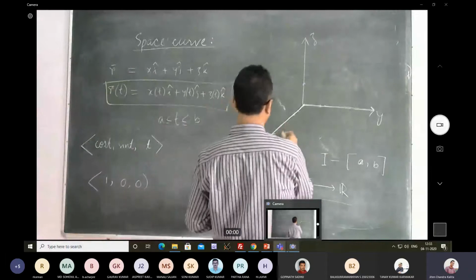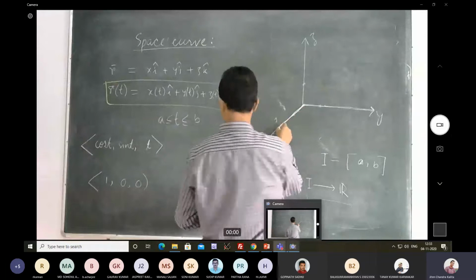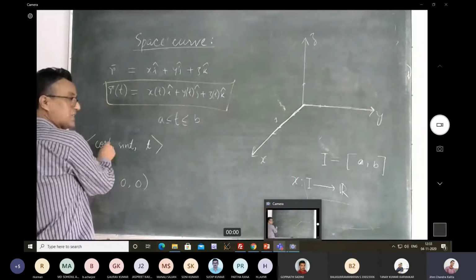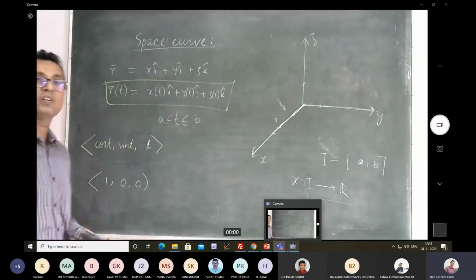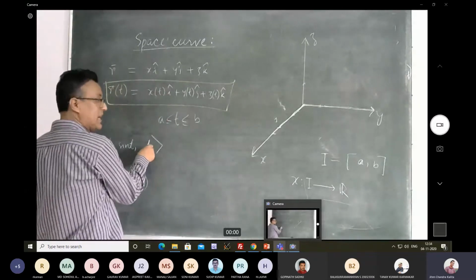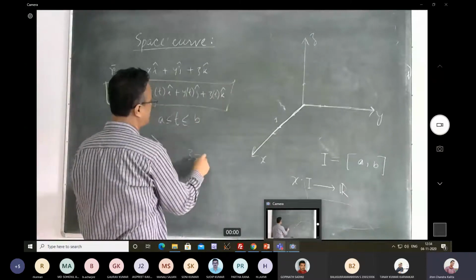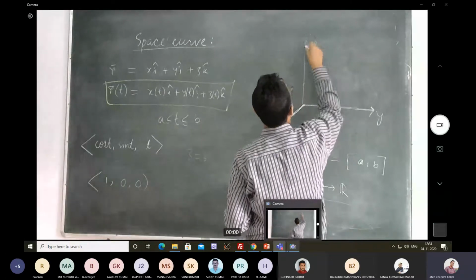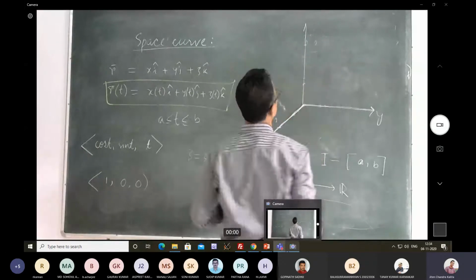So along the x-axis, if this length is 1, it is going to start here, right? And you know that these are cos t and sin t, the x and y coordinates. So obviously it is going to give you some kind of circular orbit. Had t been fixed, say z equal to 3, it would have represented a circle 3 units above the xy plane, a circle of radius 1.